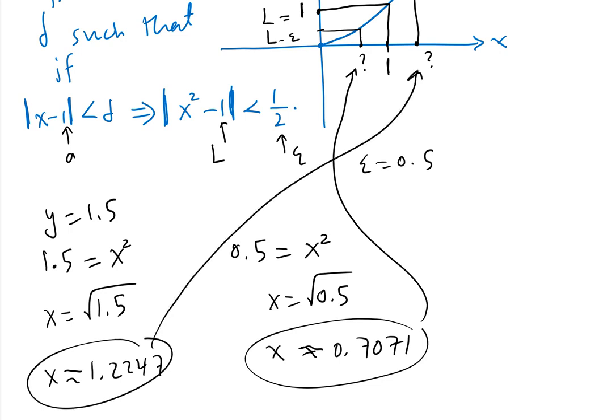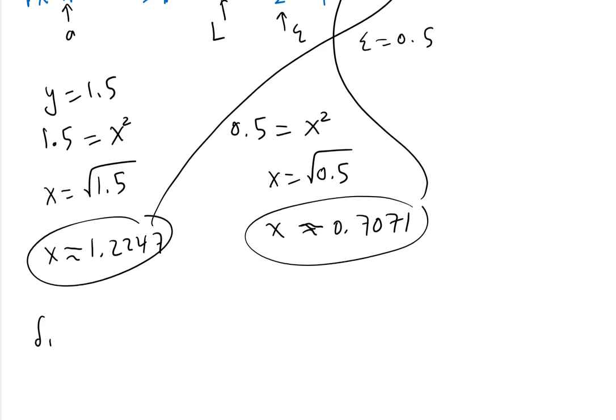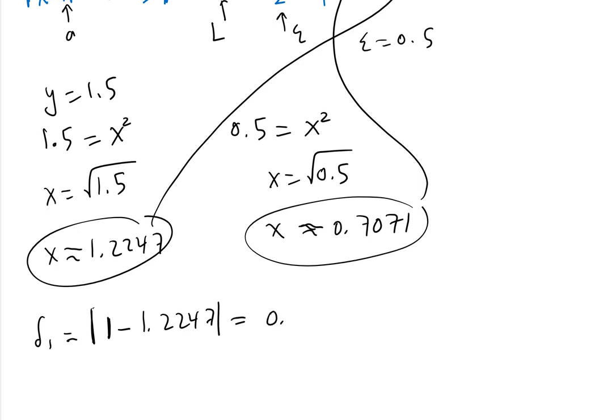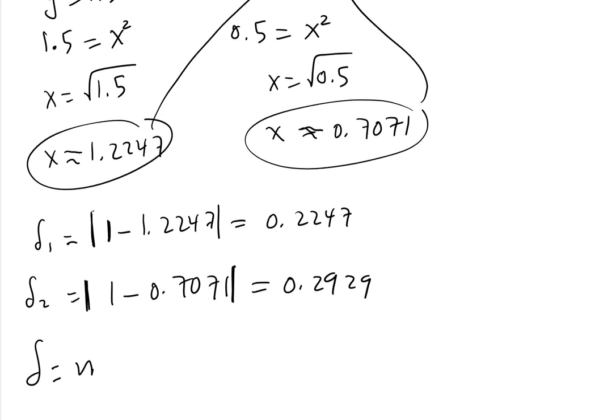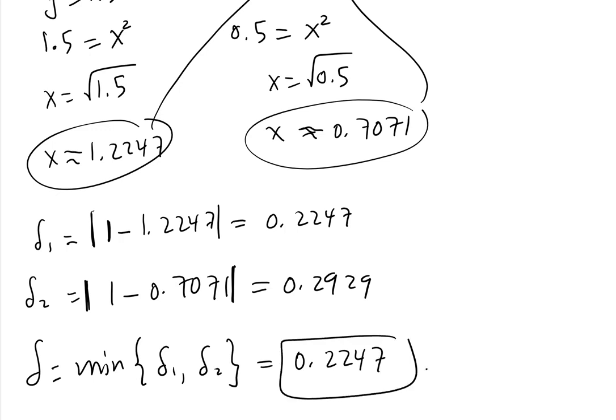So we need to find delta now. What is delta? We have delta 1 is the distance between A, which is 1, and 1.2247, and that gives me 0.2247. Delta 2 is 1 minus 0.7071, which is 0.2929. So delta would be the minimum of the two deltas, delta 1 and delta 2, which is 0.2247. That's how we find deltas and work with deltas and epsilon graphically.